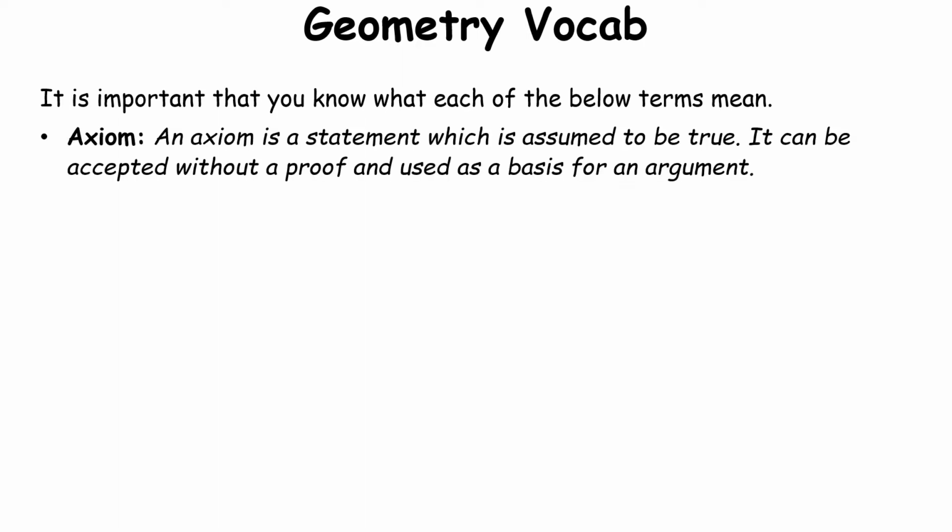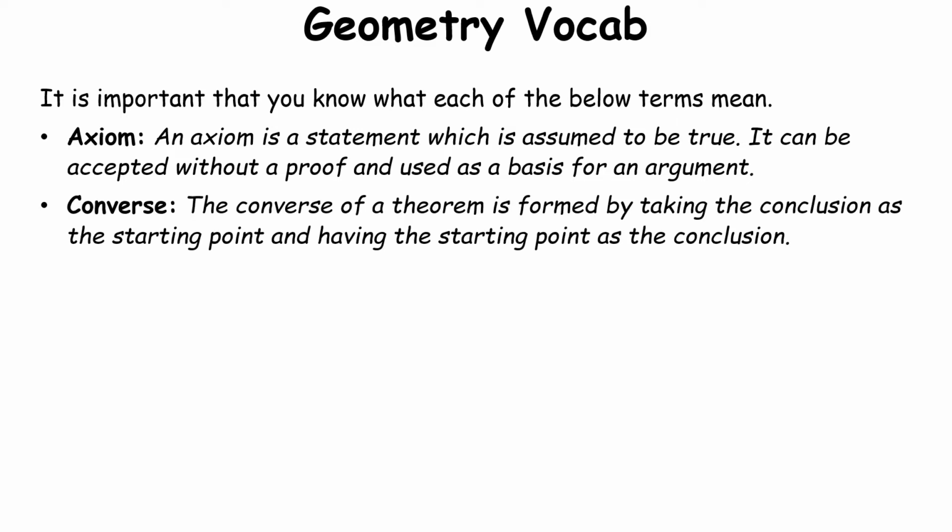So now let's work through some really important geometry vocab that you must know. You don't need to know these definitions off by heart, but you need to be able to explain them in your own words. So an axiom is a statement which is assumed to be true. It can be accepted without a proof and used as a basis for an argument.